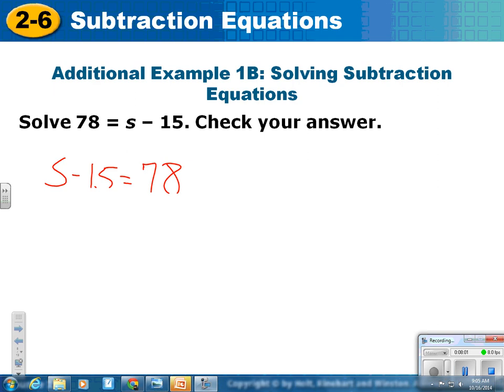What is the exact opposite of subtracting by 15? Adding 15. We should be really fast at this by now. Rule number 2 of algebra. Mitch? Do it to both sides. Very good. That goes away. We're left with s equals 78 plus 15, which is something like 93.